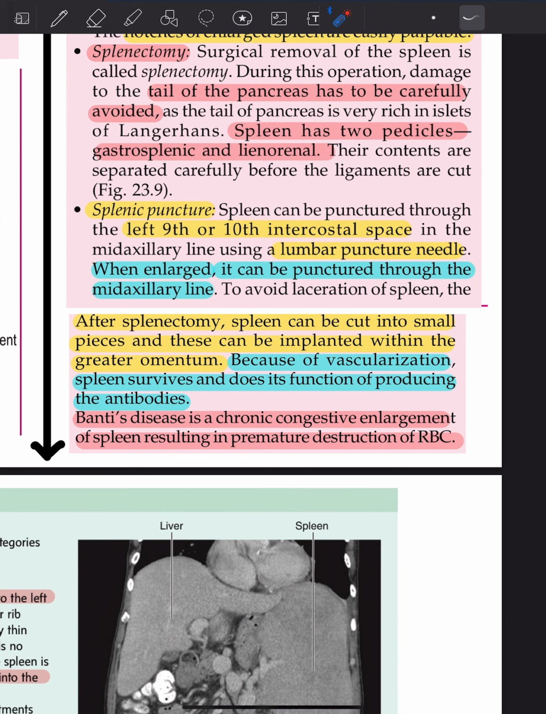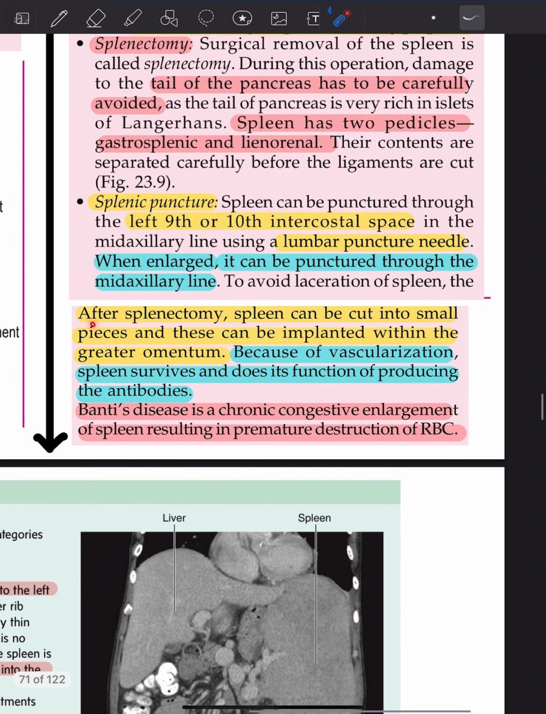Now after splenectomy, as you know, spleen is a secondary lymphoid organ. Okay, so it still has some functions to provide. If you totally remove the spleen, the person has some chances to become immunocompromised. Okay, but what we do after splenectomy, the spleen, as it's highly vascular, it's cut into small pieces and implanted within the greater omentum. Okay, the greater omentum, remember, may hold some accessory spleens as well. So after splenectomy, we implant these small spleens into this greater omentum, and because of vascularization, the spleen survives and does its function very properly of producing the antibodies. Again, as I talked about, that it's a major secondary lymphoid organ.